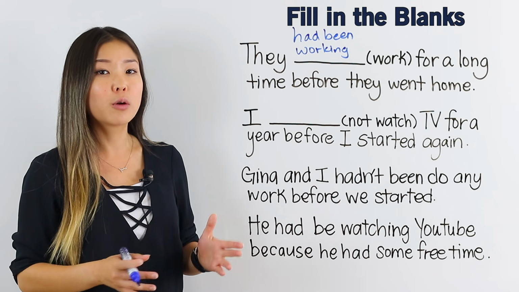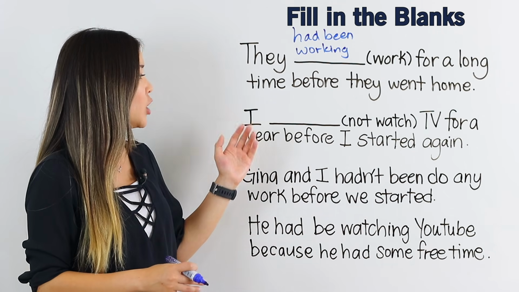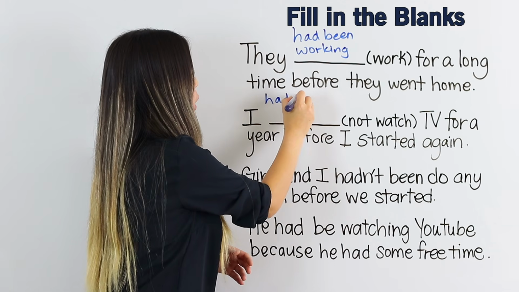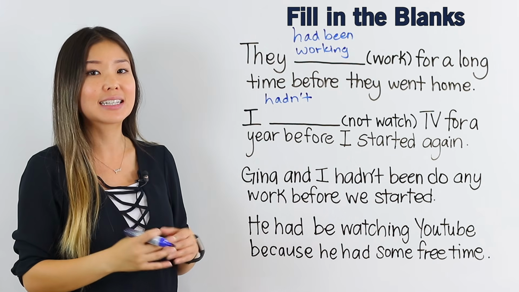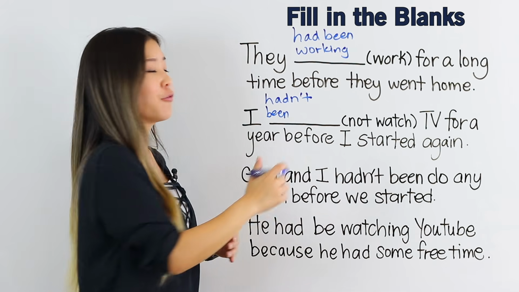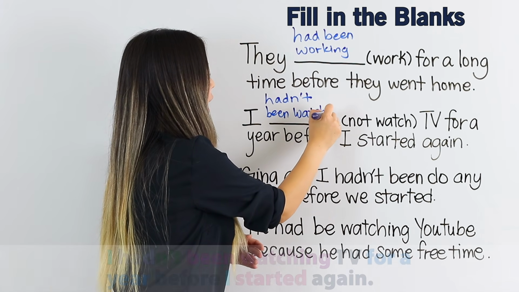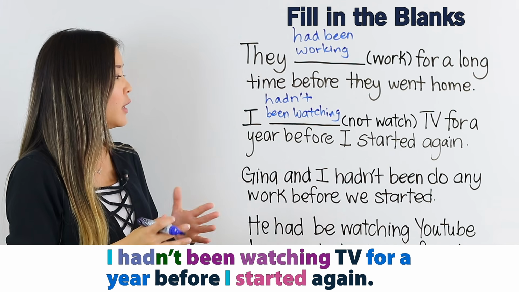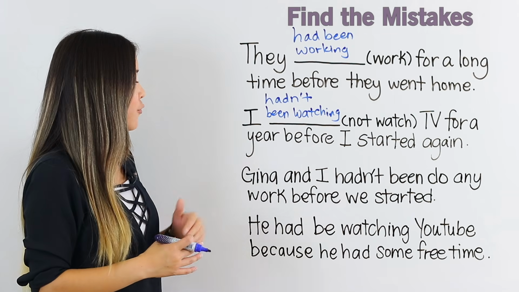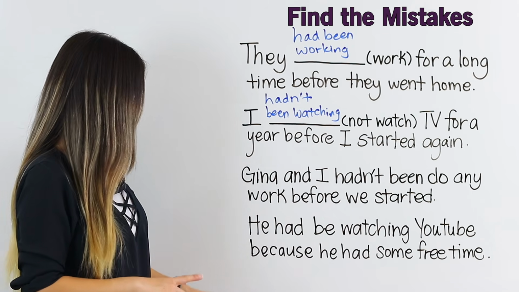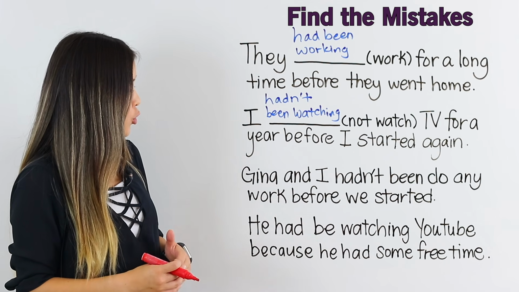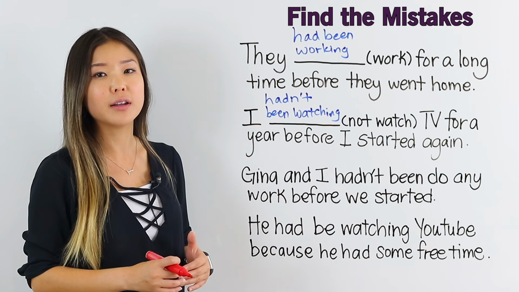Remember, the negative form for this tense starts with the subject and then had not been. Or I can use the contraction hadn't. I hadn't been, and then again, verb ing. I hadn't been watching TV for a year before I started again. Now, try to find the mistake in this next sentence. "Gina and I hadn't been do any work before we started."